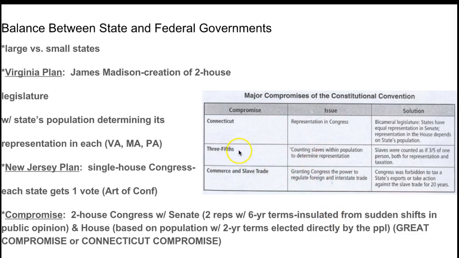You have the 3/5 compromise, and this is a big deal. Virginia and the southern states said, but we want to count our enslaved population. That's a huge amount, because they wanted power in Congress. So all of a sudden they want to count all their enslaved population as if they were citizens.